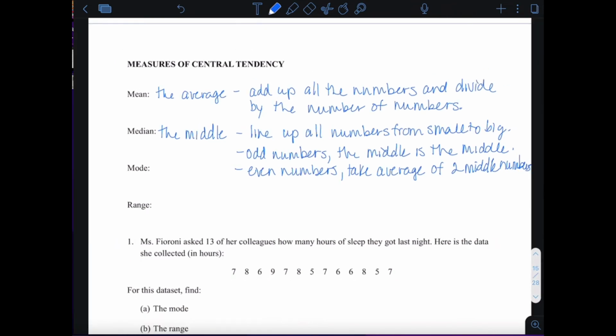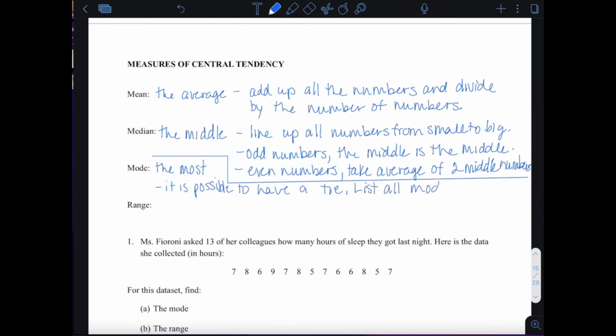The mode is the most. Okay, so the words kind of sound the same. So we want the number that appears the most. And it is possible to have a tie. And then what you do is you list all modes.